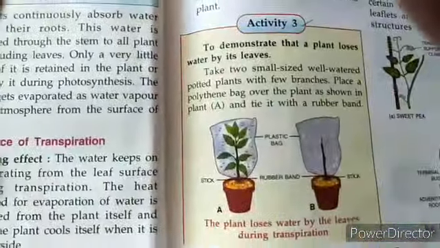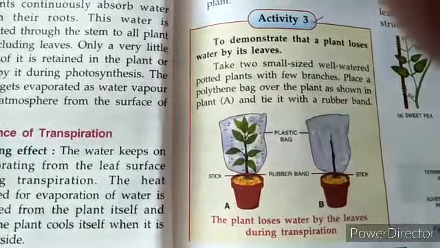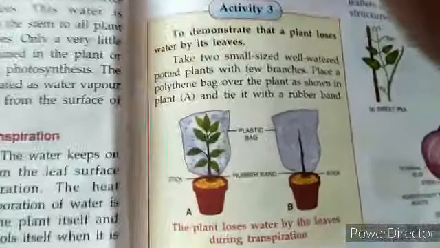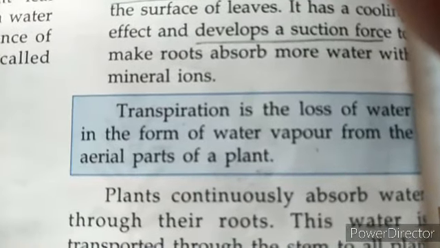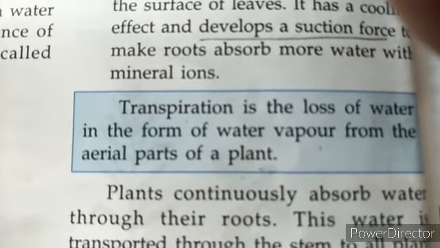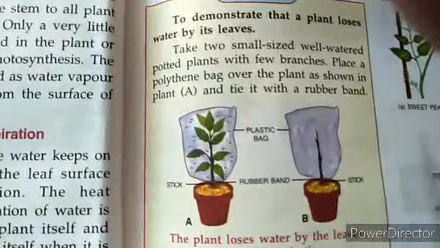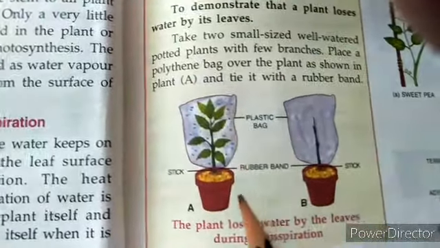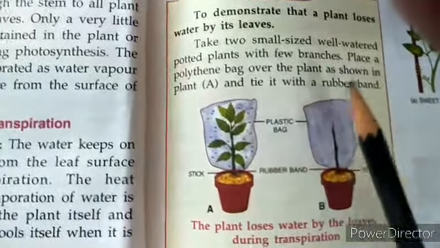Now activity 3, yes, this is something that we can look into. To demonstrate that a plant loses water by its leaves. So we have studied transpiration. Let me just remind you, transpiration is the loss of water in the form of water vapor from the aerial parts of the plant, which we are aware of. So here we are asking, can we prove it? Yes, it's easy. What we do is take 2 small sized well watered potted plants. So these 2 potted plants we have taken were well watered, with a few branches as well.